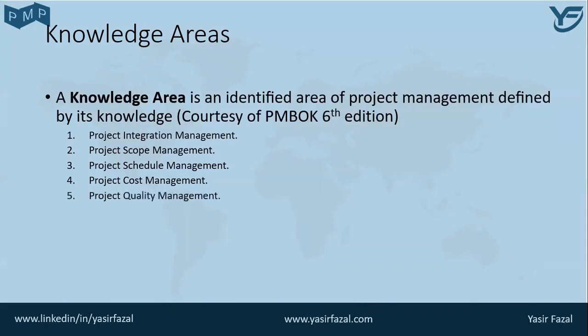Fifth one is project quality management. It includes the processes for incorporating the organization's quality policy regarding planning, managing, and controlling the project and product quality requirements in order to meet the stakeholders' expectations. Sixth one is project resource management. It includes the processes to identify, acquire, and manage the resources needed for the successful completion of the project.